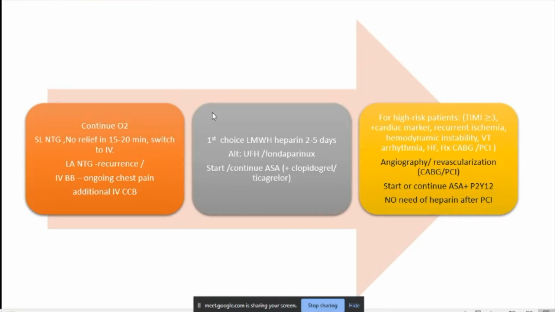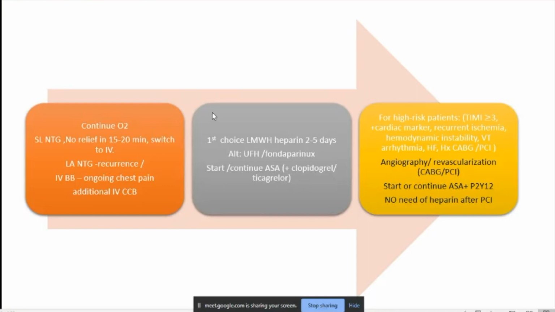What is the best advantage? It can be used in renal impaired patients, the unfractionated heparin, right? So if the creatinine clearance is less than 30 mL per minute, we use the unfractionated heparin. And another alternative is fondaparinux. We usually don't commonly use it, but that's one of the alternatives.